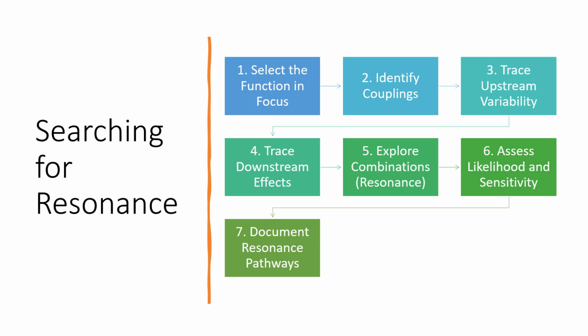And subsequently, you need to document the significant resonance pathways. Capture each pathway in a clear narrative or a separate diagram, show initiating variability, propagation, and potential outcome, and this will set the stage for stage 4, which is managing and controlling the variability.